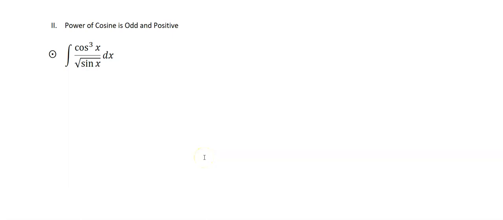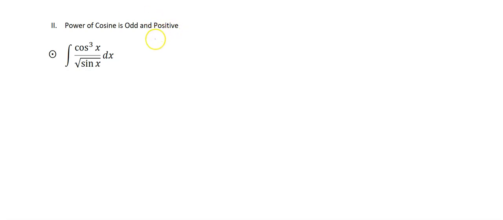Next, we're going to look at integrals where the power of cosine is positive and odd. And the only difference here is that instead of saving a sine for du, we're going to save a cosine for du. Notice that the power of sine of x is actually negative. It would be negative 1/2 here because the radical is under the denominator. But that doesn't matter because our cosine is positive, and that's all that we care about.